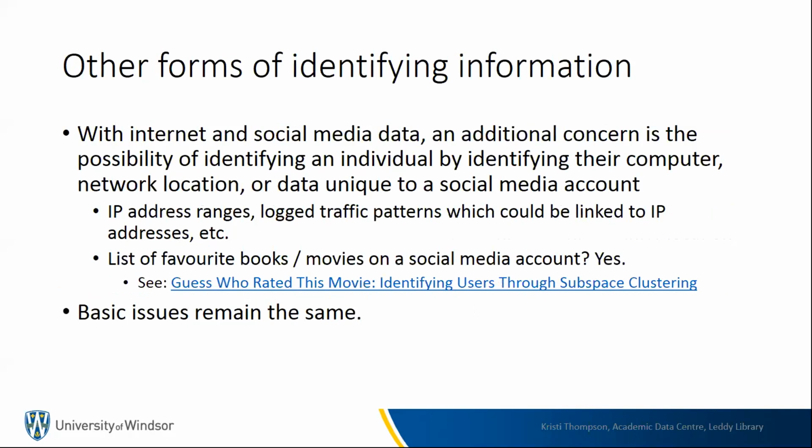I mentioned earlier that the class of quasi-identifiers is broader than you might think of at first. Social science researchers are used to thinking of things like demographic variables, but the scope of data is much larger than that. With internet and social media data, you can identify an individual by something like their computer. You can identify their computer and link that back to a location or a person. You can also identify data unique to a social media account.